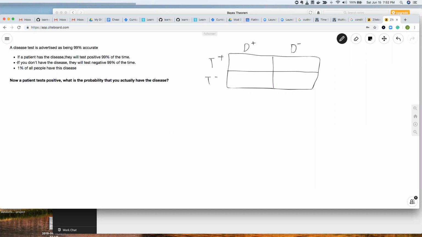So let's go through these different bullets. If a patient has the disease, they will test positive 99% of the time. So this means the probability that, given they have the disease, D positive, they will test positive is 0.99. And if you don't have the disease, so given D negative, they will test negative 99% of the time.